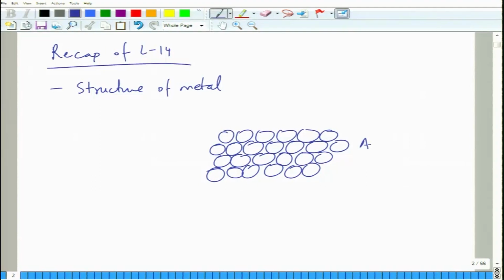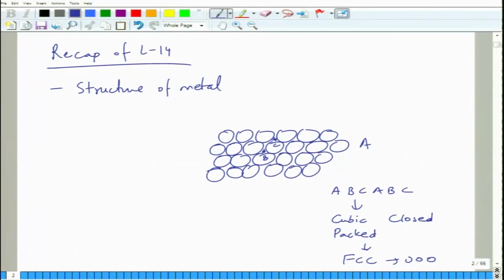Now if this is the A layer, when you put the B layer on top, the B layer can go on this type of interstices or this kind of interstices. Let us say this interstice will give rise to the B layer and this interstice will give rise to the C layer. If you follow the stacking sequence ABC, ABC, then what you come up with is a cubic close-packed structure. This can be described by an FCC lattice with a motif at 0, 0, 0. So this is ABC, ABC packing.